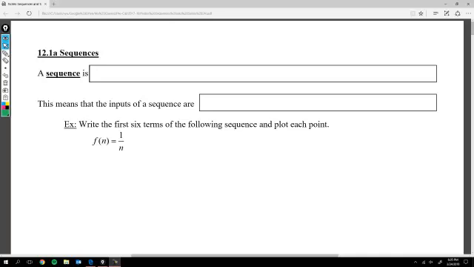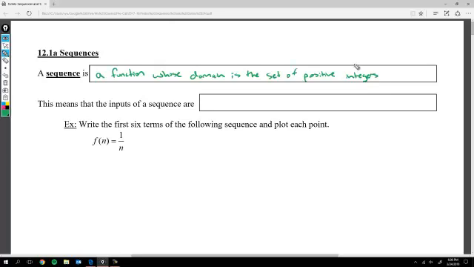Hello, we are going to be talking about sequences. They are super useful. Now, just to start, let's go over the definition here. So a sequence is, definitionally, a function whose domain, and remember that means the numbers that you're plugging in, is the set of positive integers.